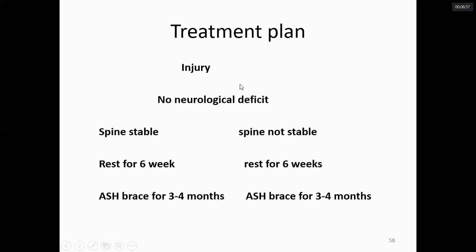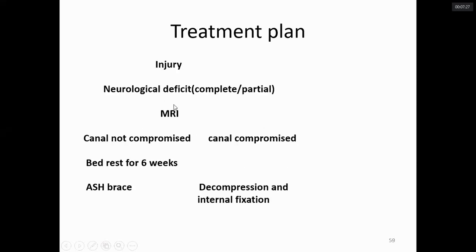So treatment plan: if there is an injury, look for the neurological features. If there is a neurological deficit with a stable spine, you should apply a night splint for 6 weeks, and then mobilize after 6 weeks with the help of a night brace. Complete recovery is expected within 3 months. If there is an unstable fracture, then you have to go for operative fixation.